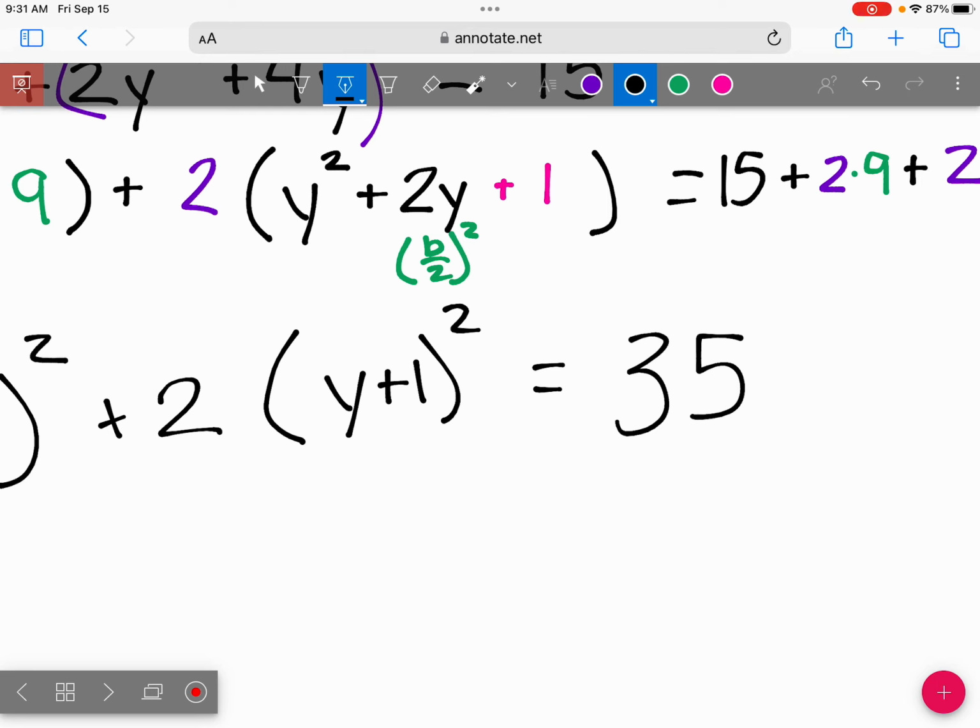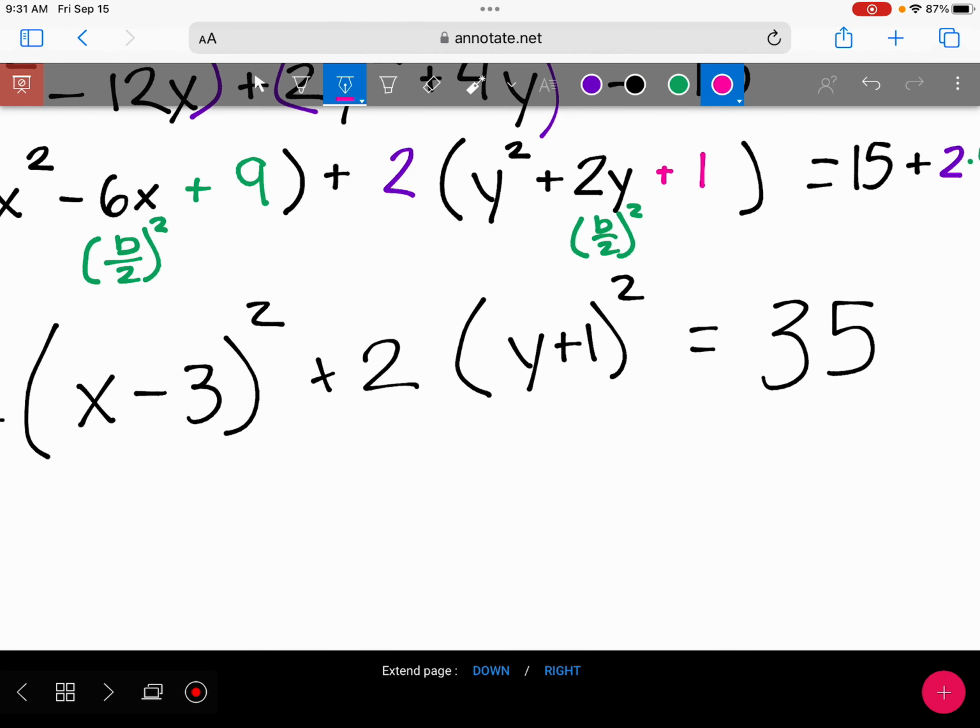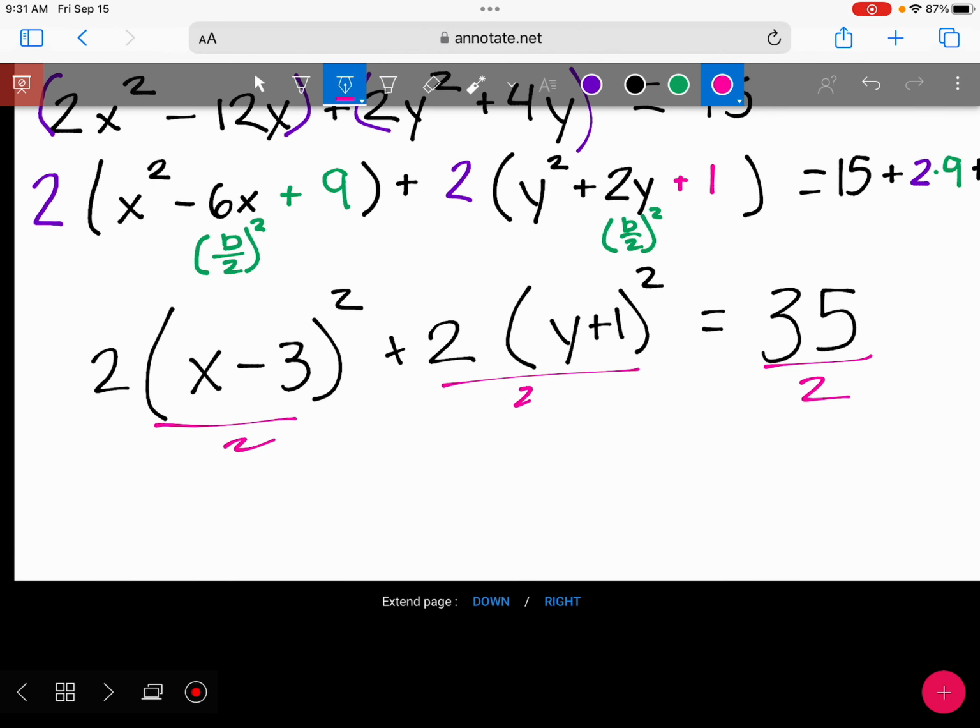I still don't like those 2's. Ew. Divide by what? By 2. Divide each term by 2. If I divide each term by 2, those 2's cancel.